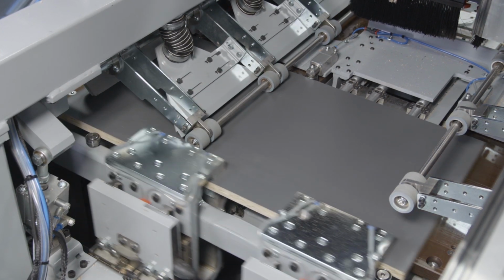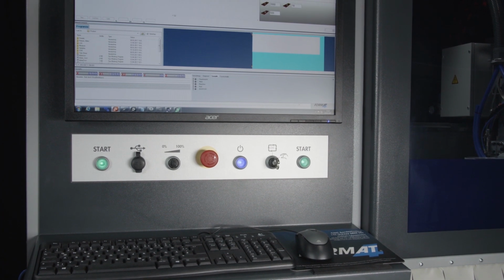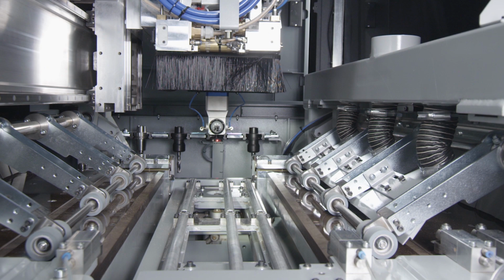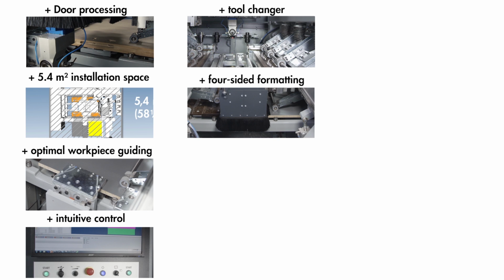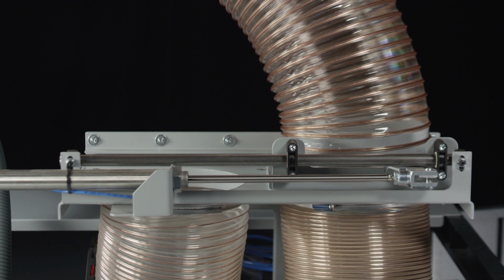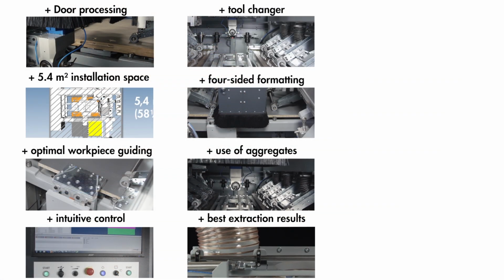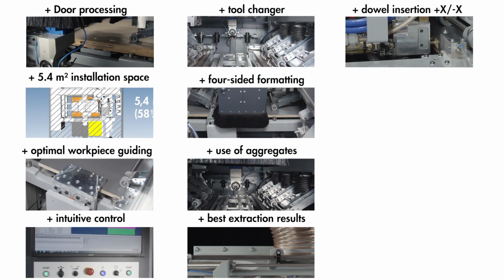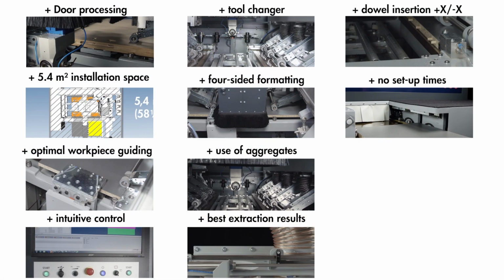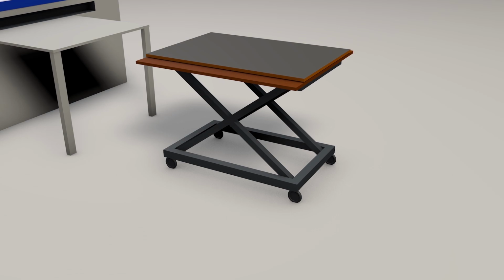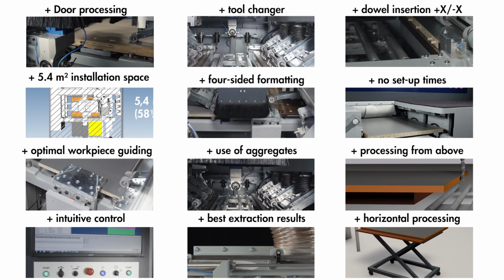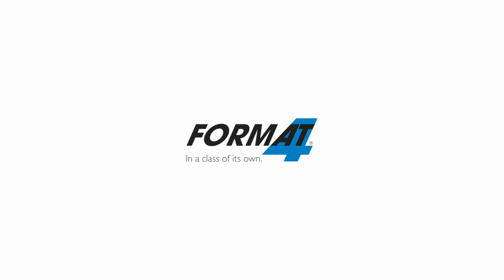Door processing. 5.4 meters squared installation space requirement. Optimal workpiece guiding. Intuitive control. Tool changer. Four-sided formatting. Use of aggregates. Best extraction results. Dowel insertion in both X directions. No setup times. Processing from above. Horizontal processing. Format4, in a class of its own.